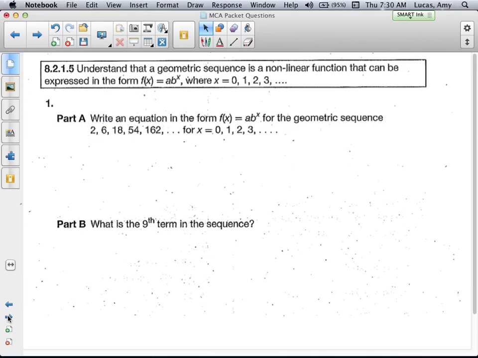My next benchmark is on the next page, 8215, so this should be on page 21, or page 19, sorry. Understand that a geometric sequence is a nonlinear function, so it's not a straight line. And it can be expressed in the form f of x equals a b to the power of x, where x equals 0, 1, 2, 3, and so on.